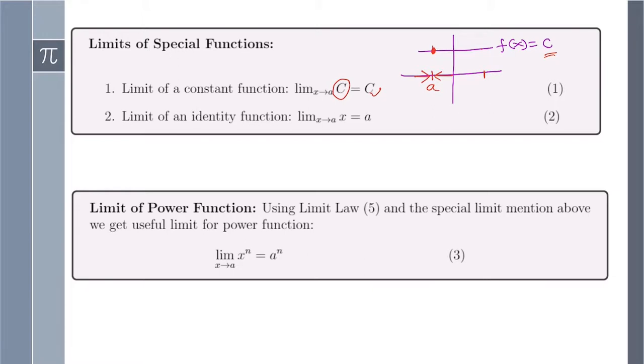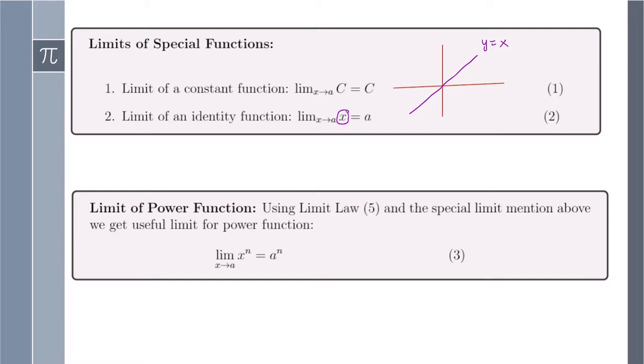The next special function that we have over here is the identity function. So the graph of the identity function looks like this. Let me draw it here. The graph of the identity function looks like this, which is y equals x, or f of x equals x. So this is our function here, x. That means the value of the function is the same as the value of x, or the input and output are always the same. That's why it's called an identity function.